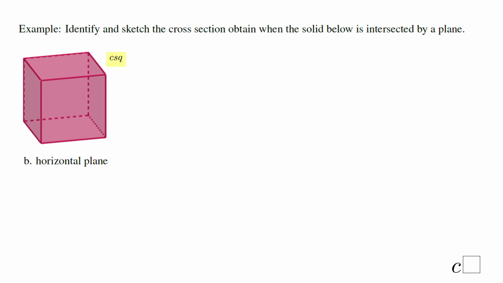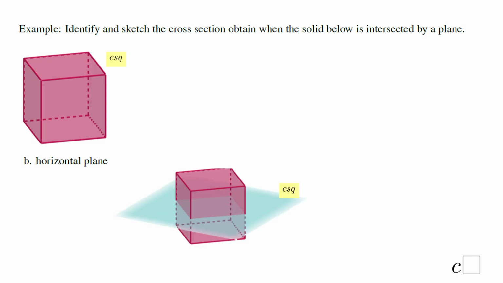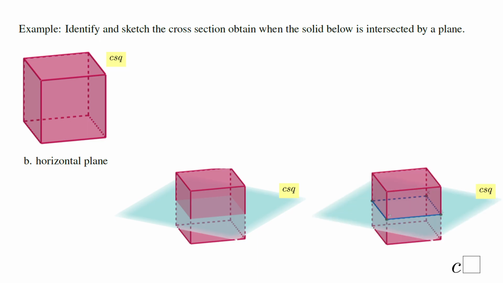For a horizontal plane, of course, you may want to stop the lesson and try to think what the cross-section is. If you do not see it, let's see it. You see this is a horizontal plane, and what we get is a quadrilateral. We can see it here also. So remember, this choice is possible.